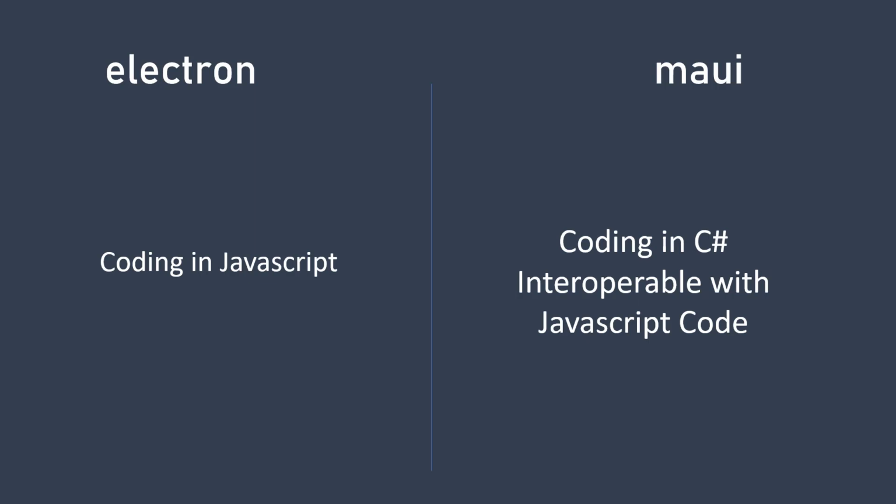Next, I have already discussed it. Electron is all in JavaScript. MAUI is in C sharp. But if you do choose to use the Blazor way to create the UI, you can also interop with JavaScript. So if you've got JavaScript plugins on the front end, if you've got design elements which are based on JavaScript, you don't need to worry about it.